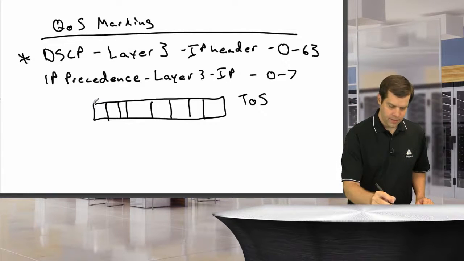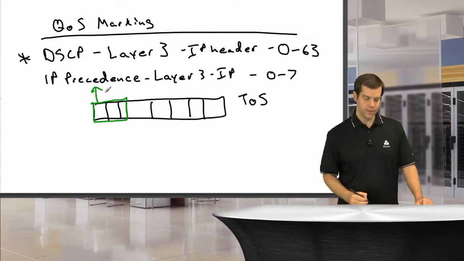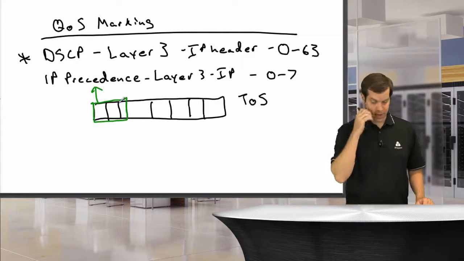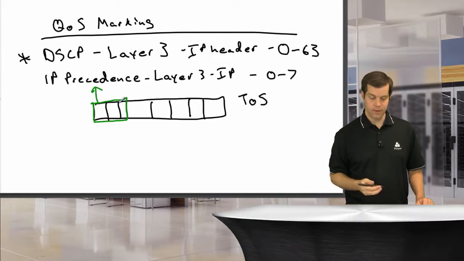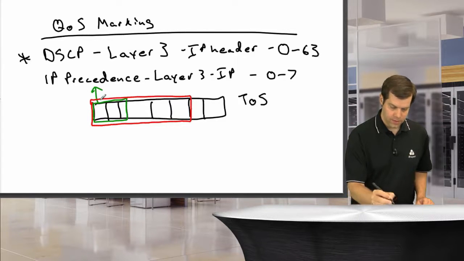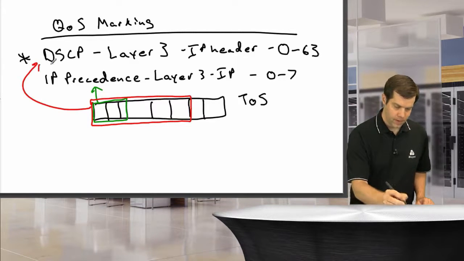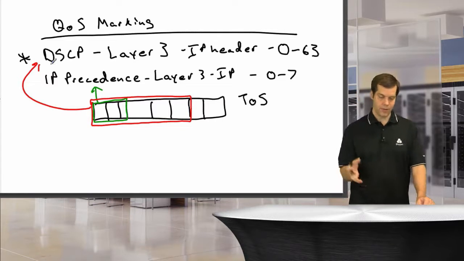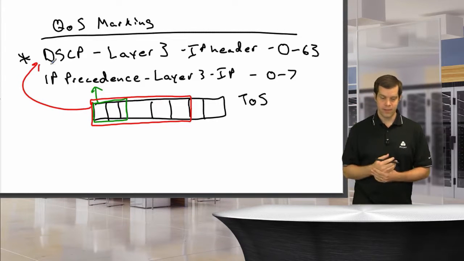IP precedence are the 3 most significant bits. That's the IP precedence, and so 3 bits means we can have 8 different values. That's the 0 to 7 there. DSCP is the 6 most significant bits. And so IP precedence is actually a part of DSCP.